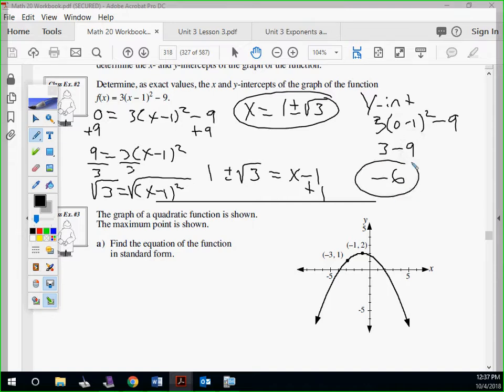Why is it 1, like plus 1 or negative 1? Where?